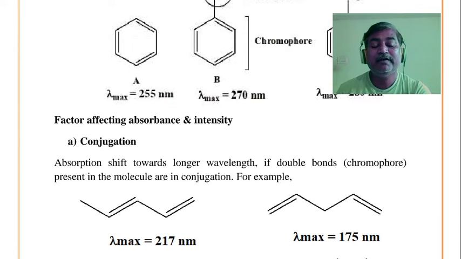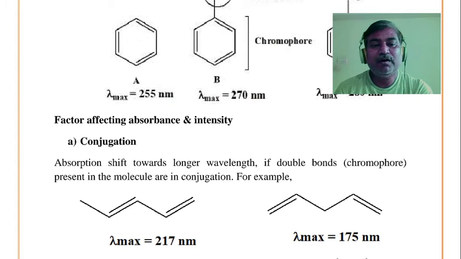nanometer, inactive towards UV light radiation or less reactive, which is having the structure that a double bond system is not in conjugation with each other. That is, both double bonds are present in terminal position, and that's why the second isomer, which is having lambda max value 175 nanometer, does not show conjugation.